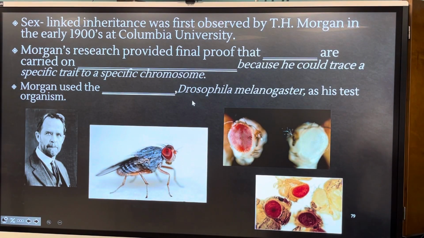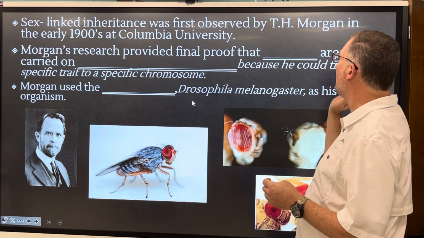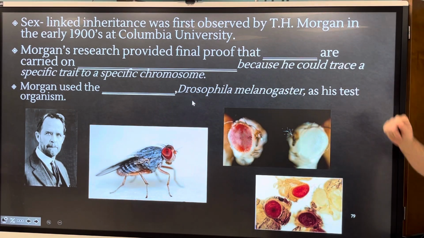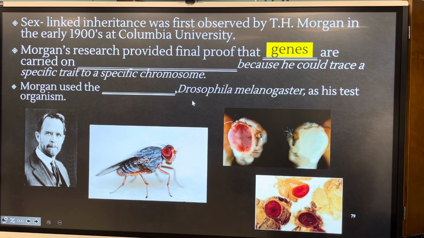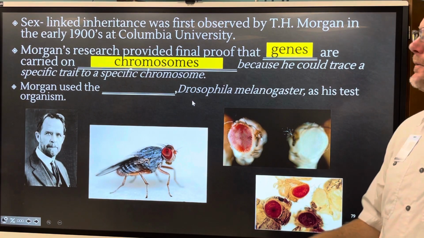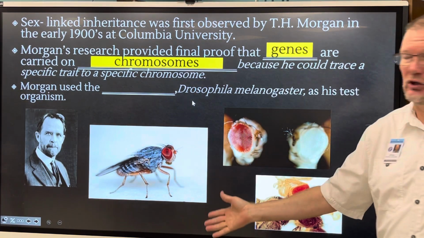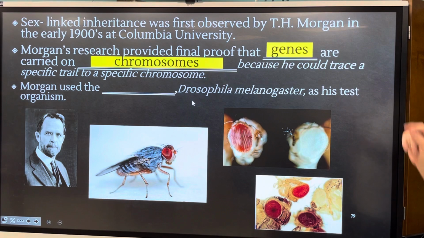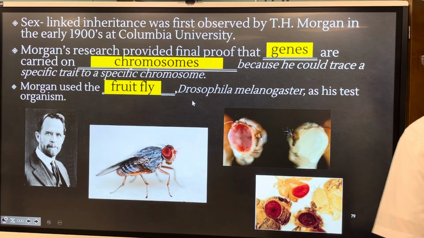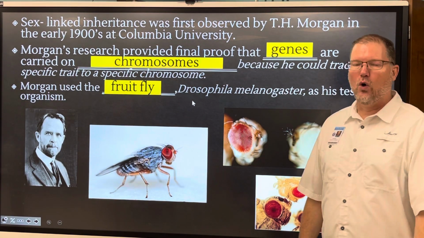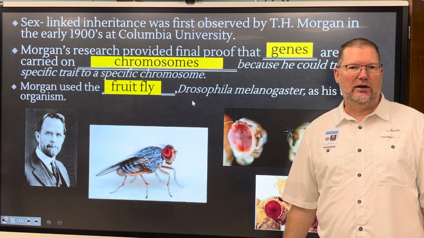So sex-linked inheritance was first observed by a person called T.H. Morgan, that dude over there, in the early 1900s at Columbia University. Morgan's research provided final proof that genes are carried on chromosomes. And this is only 100 years ago, because you could trace a specific trait to a specific chromosome. And he used an organism called Drosophila melanogaster, or the common fruit fly.